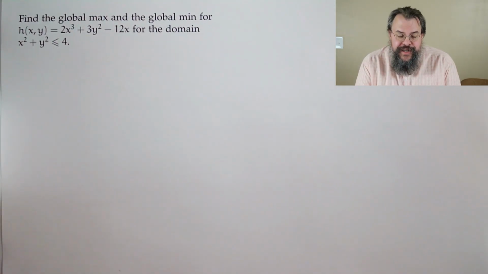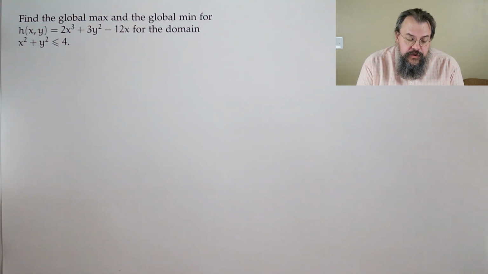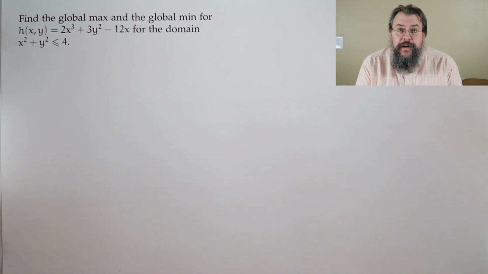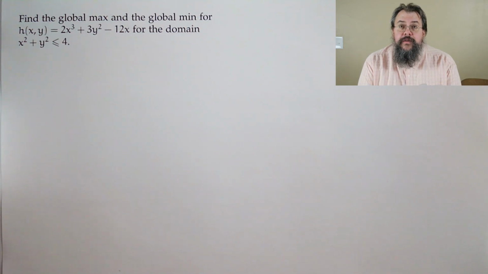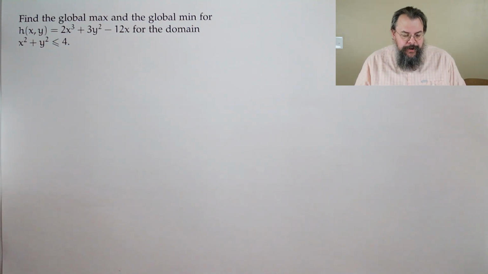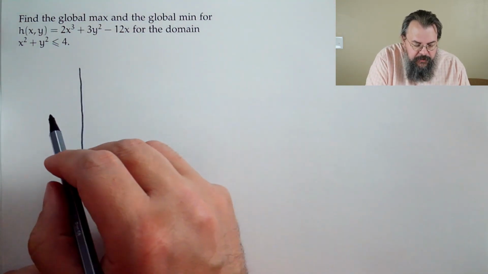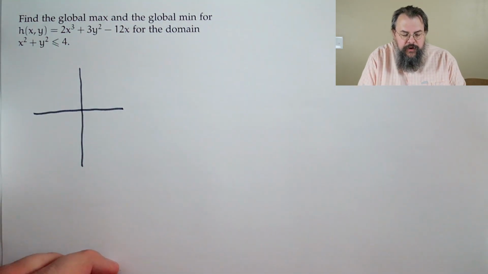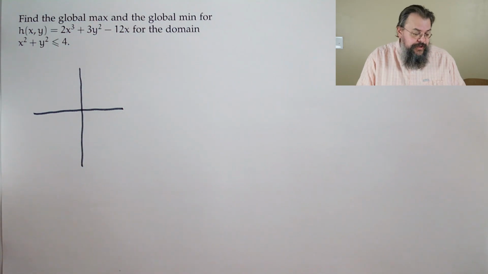Find the global max and the global min for the function h of x, y, which is 2x cubed plus 3y squared minus 12x, where the domain is x squared plus y squared is less than or equal to 4. Oh, well, that doesn't sound very triangle-like. Well, what's going on here? Well, if we sketch x squared plus y squared less than or equal to 4, it's a circle. It's a circle of radius 2.